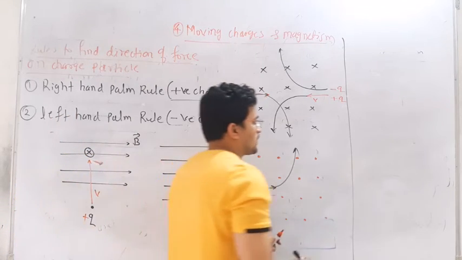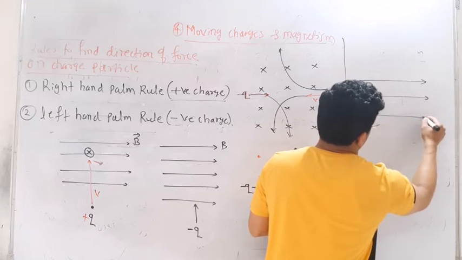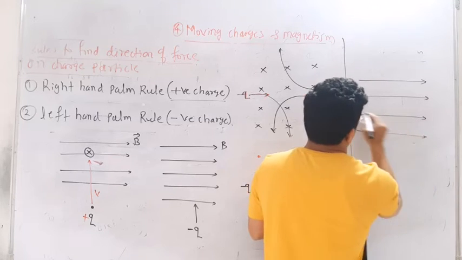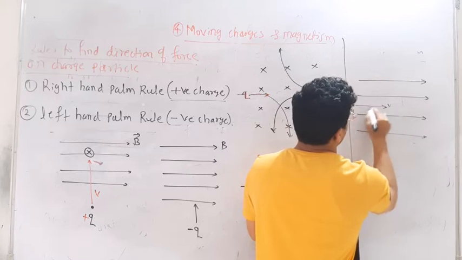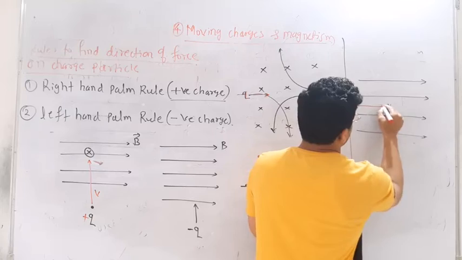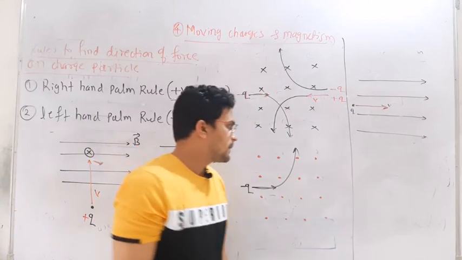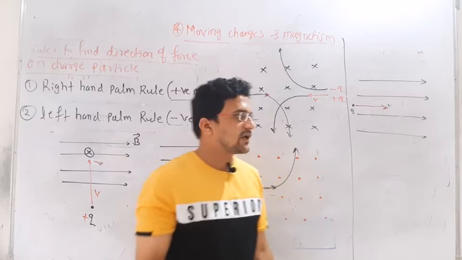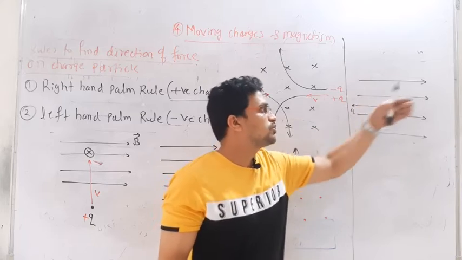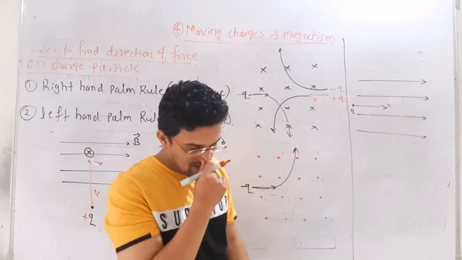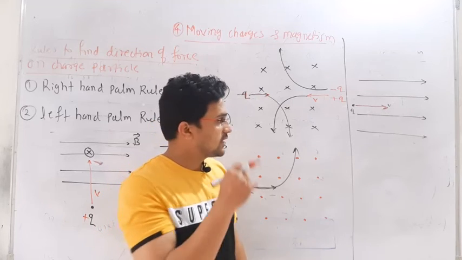Now suppose these are the magnetic field lines, and a charged particle q is entering with velocity v in this direction. Tell me in which direction the charged particle will deflect. Pause the video and take your time. Maybe down, maybe up, maybe towards you or away from you. Just pause and clarify your answer.